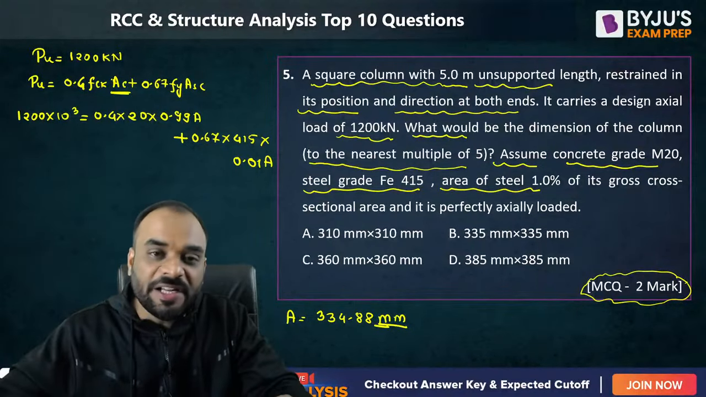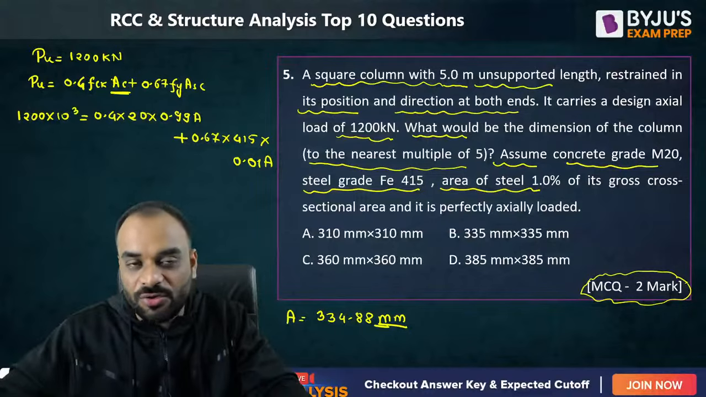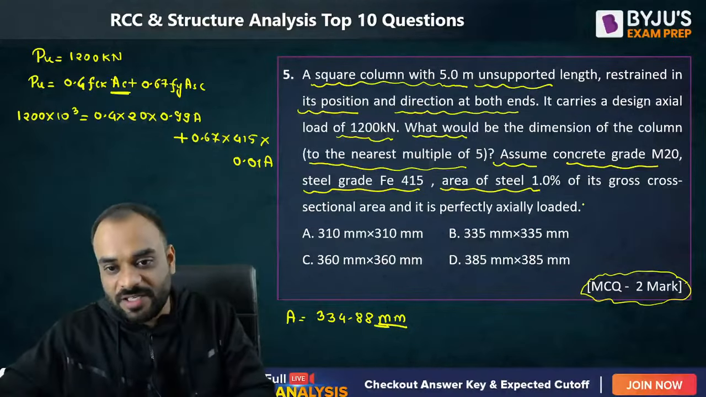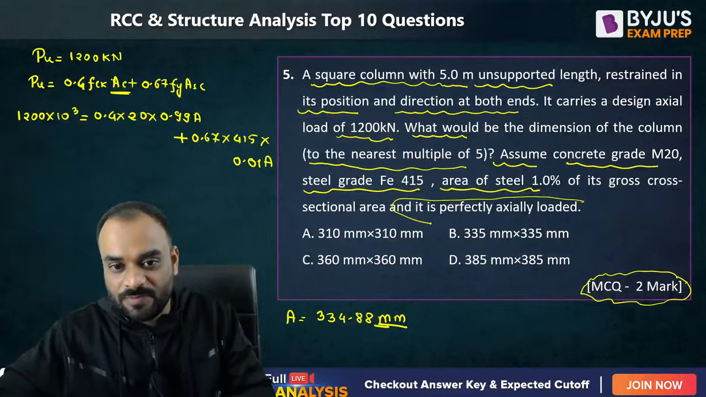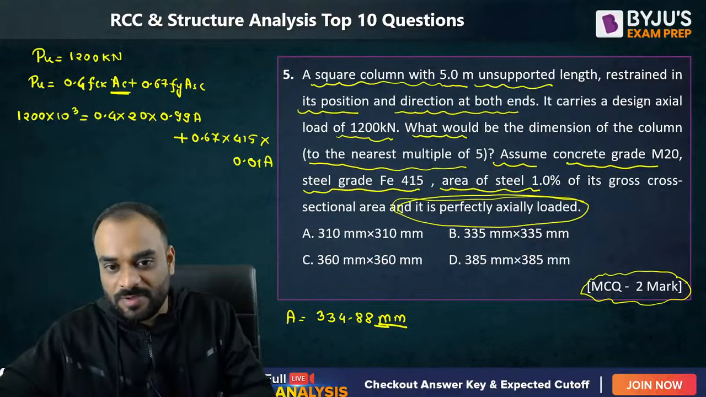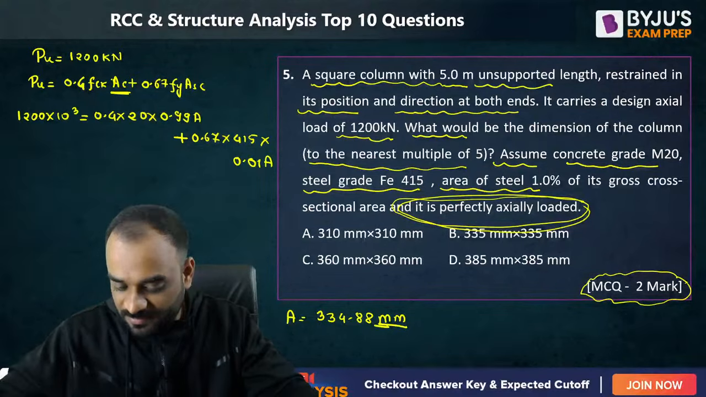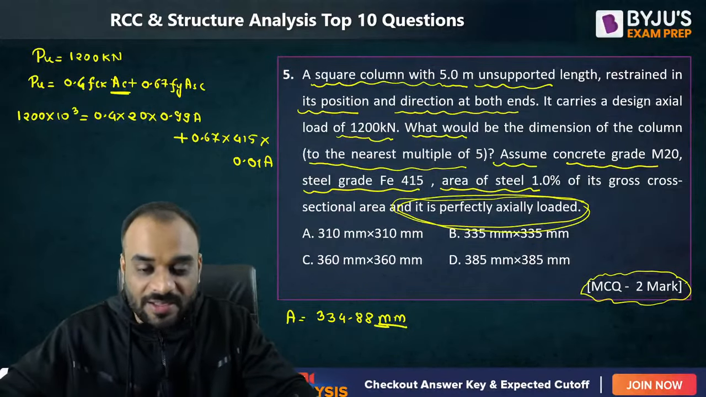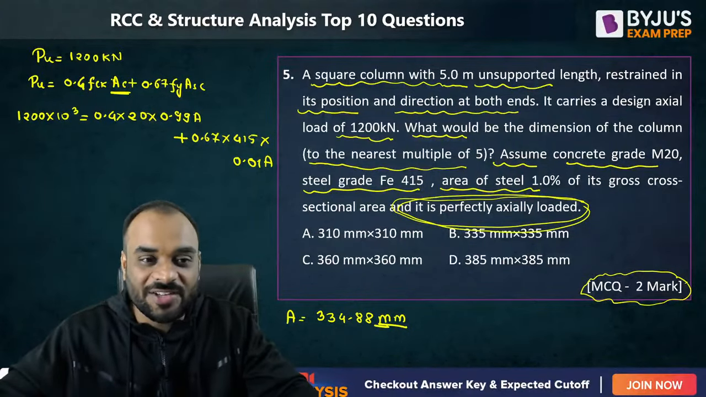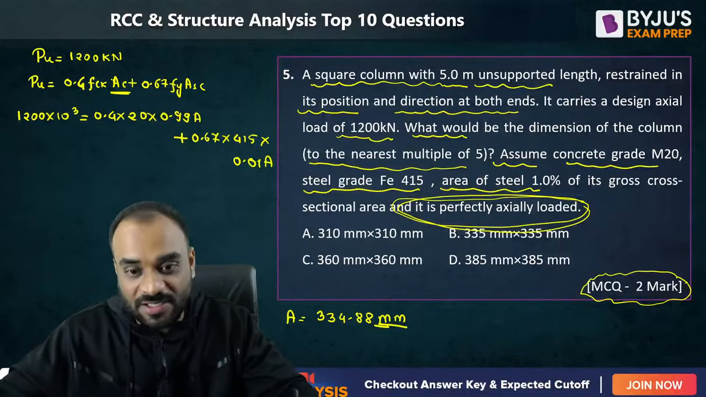Okay. Let me tell you one thing, guys. I think all of you are getting confused with this particular statement: it is perfectly axially loaded. Yes or no? Yes, very nice. Now listen, guys. If it is perfectly axially loaded, you don't have to use Pu value. You need to use Puz. Correct? You need to calculate the Puz value, right?